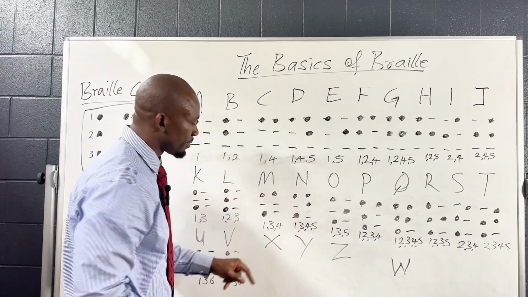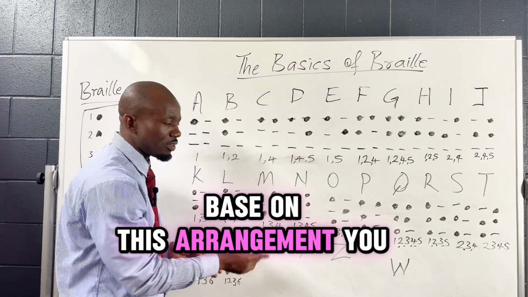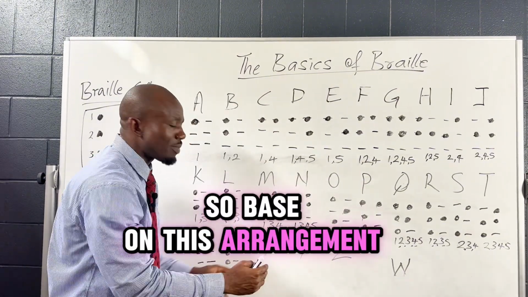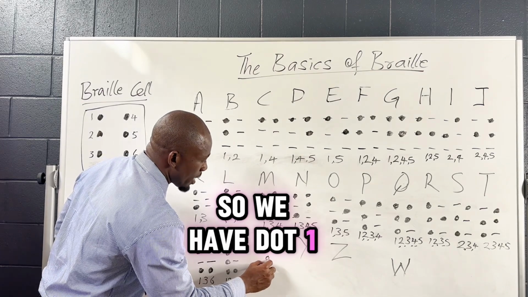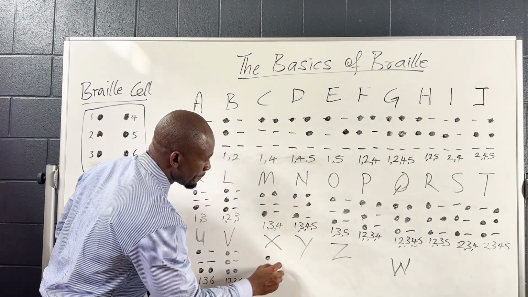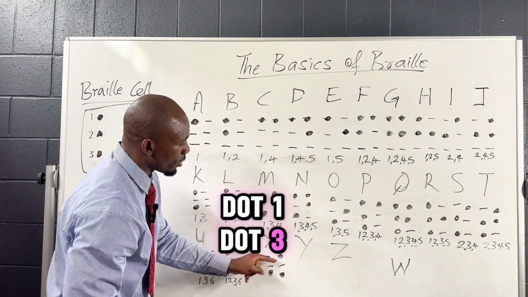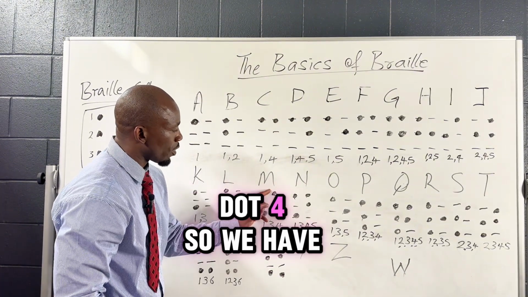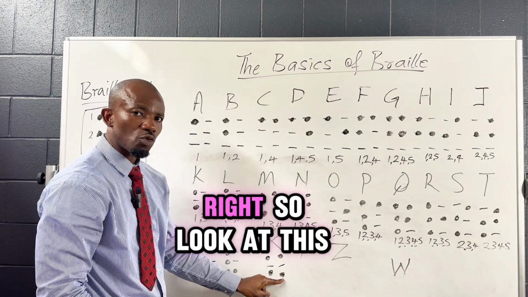For X, X is directly under M based on this arrangement. You remember we have isolated W. So based on this arrangement, X is directly under M. So we have dot 1, dot 3, dot 4, and 6, because M is dot 1, dot 3, dot 4. So we have added dot 6 to make it X, right?